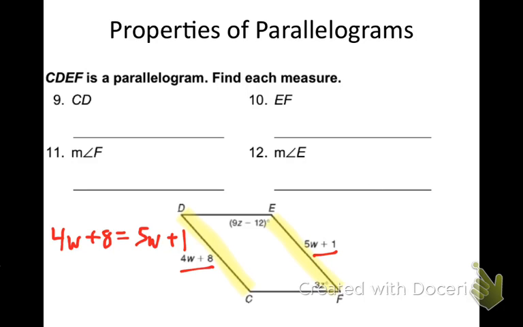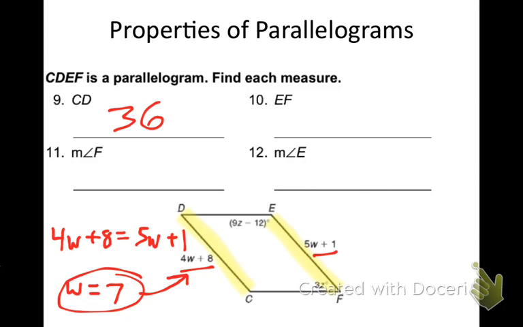When I solve for W, what do I get, Jack? 7. W equals 7. Is that my answer, Jack? No, because what's it want me to actually find? Gotta plug it back in. And I plug it back in. So CD equals what, Jack? 36. And EF equals what then, Jack? Oh, 36 as well. Good work, sir.